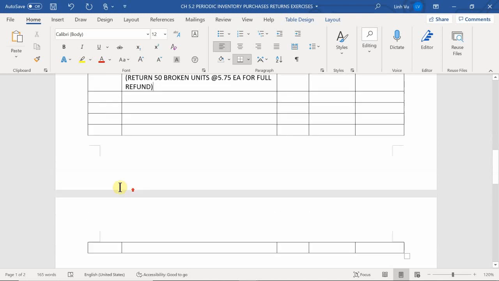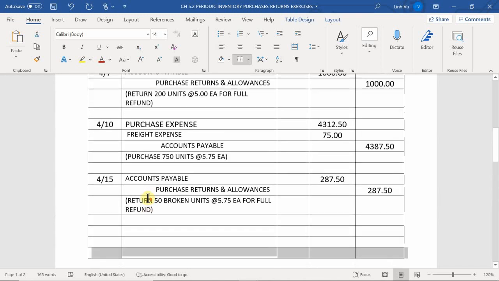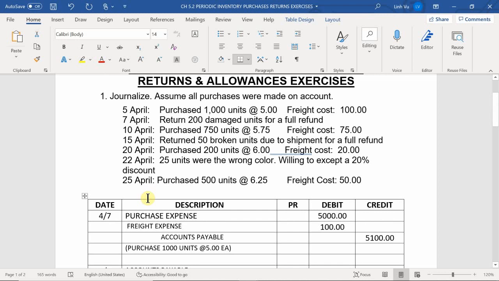Okay, so let me just extend a little more over here. Let's see what else happened next. On April 20th, we decided to purchase an additional 200 units at $6 each, with a freight costing $20.